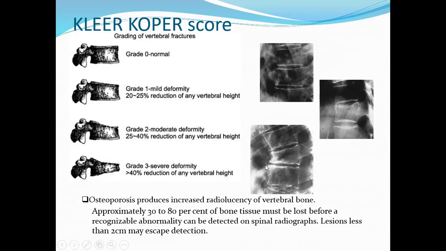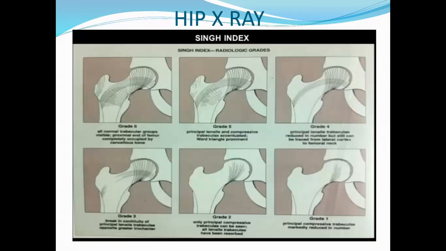So we can say that the slipped disc problems are to appear. This is the second condition, and this is the third grade condition, where the distance between the two is much more. Then hip x-rays: if you take this x-ray, you have to observe the deformity conditions which appear.